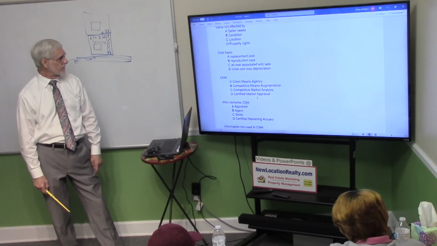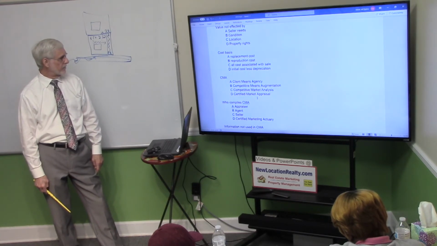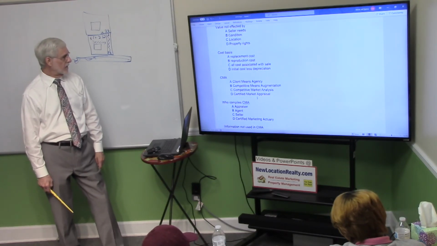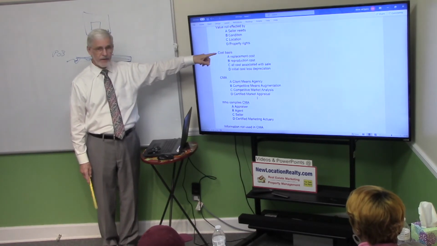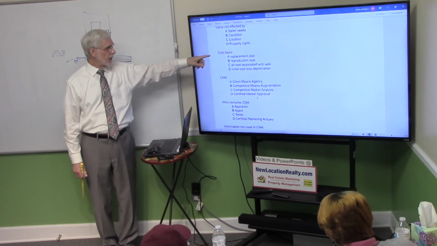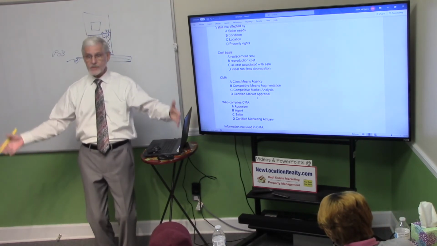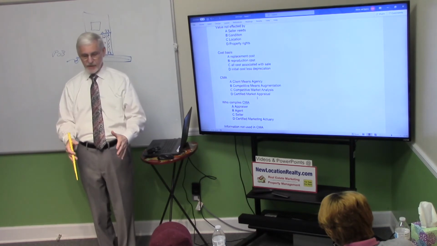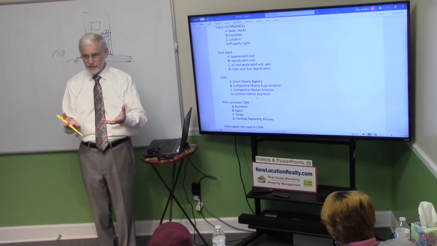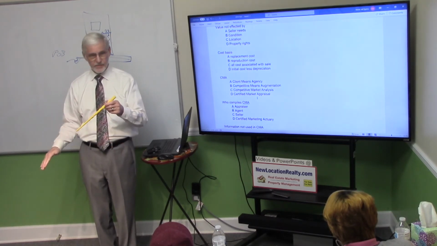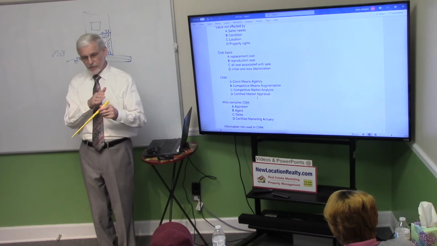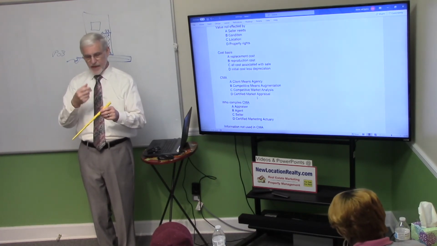Cost basis. Production costs, all costs associated with sales, initial cost based depreciation. That's a D. This is another accounting term. Cost basis is an accounting term that means what it costs to buy the property right now, including all the costs of the sale. That's our cost basis the day of the sale. Now, we're going to start depreciating it for taxes. Over so many years, we're going to take some of that money and deduct it from their taxes.